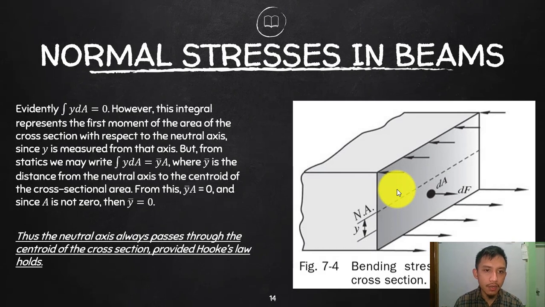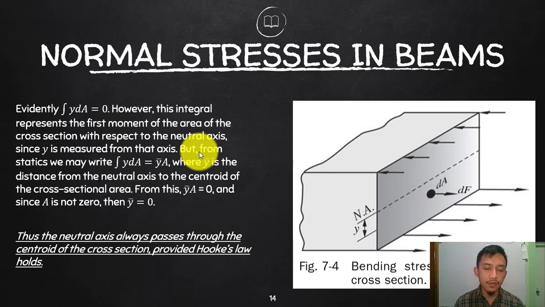So instead, however, this integral represents the first moment of area. We call this the first moment of area because you are getting the moment of the area with respect to the neutral axis, since y is measured from that axis.